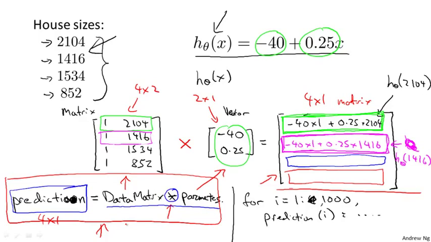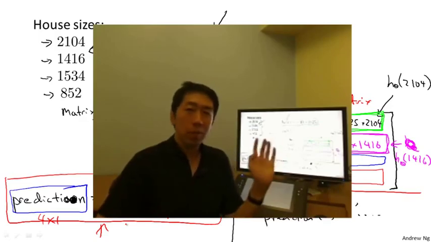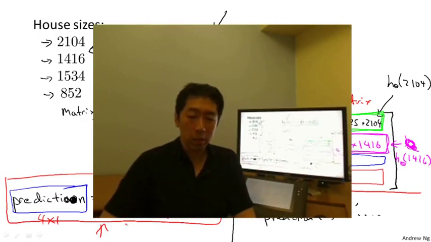So that's it for matrix vector multiplication, and we'll make good use of these sorts of operations as we develop linear regression and other models further. But in the next video, we're going to take this and generalize it to the case of matrix-matrix multiplication.